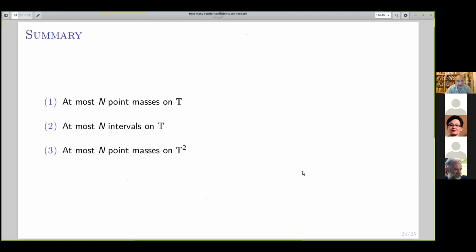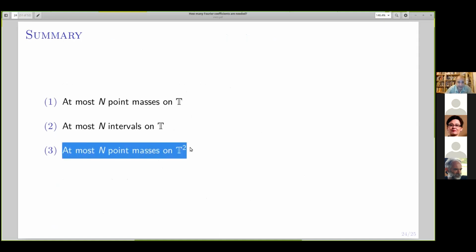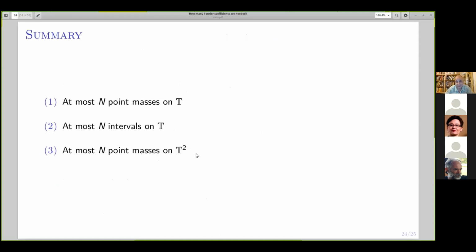So this is a summary of what we did. We looked at the first problem, endpoint masses on T, which is well known. I just reminded you what's known. This is n intervals on the torus, for which I gave you a new proof of a result of Courtney, that the Fourier coefficients from 0 to n are enough to determine. And this is a completely new result, which I think is much better than what's already known.